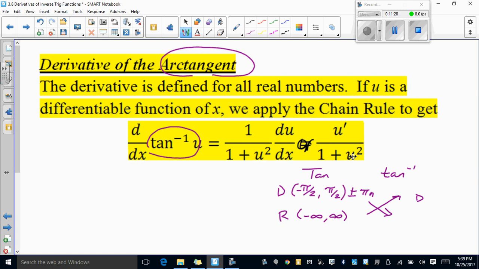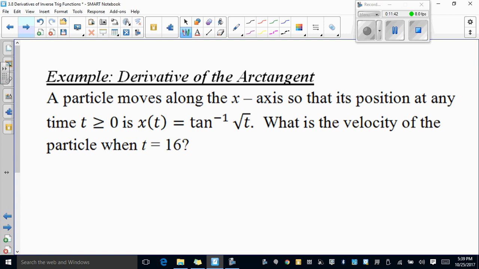So let's look at a couple of problems here. Now I got away from just doing the derivative and actually doing some problems. The particle moves along the x-axis so that its position at any time t greater than or equal to 0 is x of t equals arctangent of radical t. What is the velocity of the particle when t equals 16? So this is where we go, okay, well, the derivative is going to be u prime over 1 plus u squared.